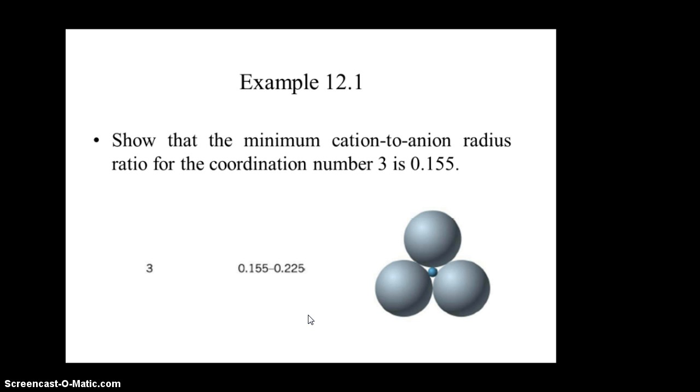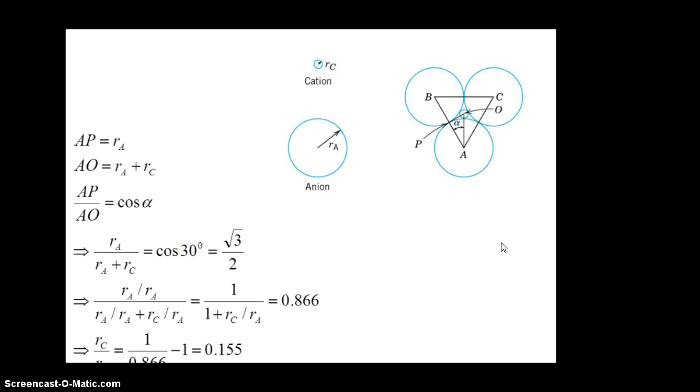So let's look at example 12.1 as quickly as we can. The example asks us to show that the minimum cation to anion radius ratio for the coordination number of 3 is 0.155. That's where we have 3 anions contacting 1 cation. We can do this with simple geometry, because if we have the 3 anions contacting each other, we'll have this type of setup over here. If I draw a line between all their centers, I'll end up with an equilateral triangle, right? ABC is an equilateral triangle, agree?